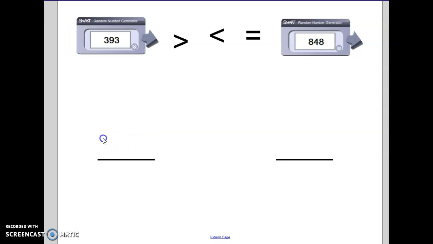All right, we have 393 and 848. Let's see which number is greater, and let's make sure the gator's mouth opens that way. 393 is less than 848.